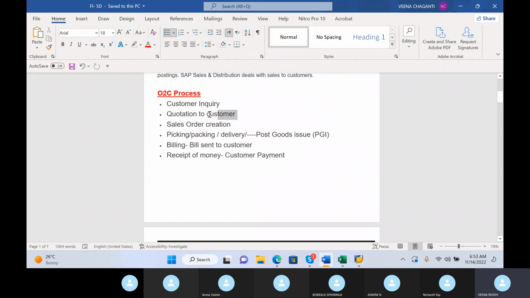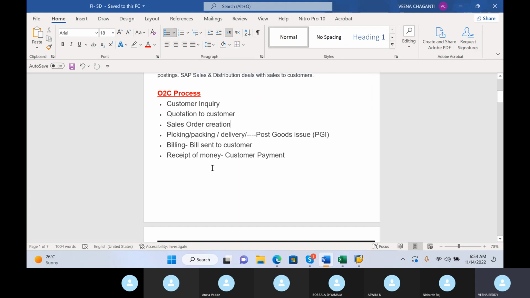According to the quotation, the customer will prepare a purchase order from the customer perspective and send it to us. In the purchase order, he will include which products he requires, the date he needs them, the quantity, and the terms details. He will send everything in the purchase order. That is from the customer perspective. According to the purchase order, we create a sales order in our system.